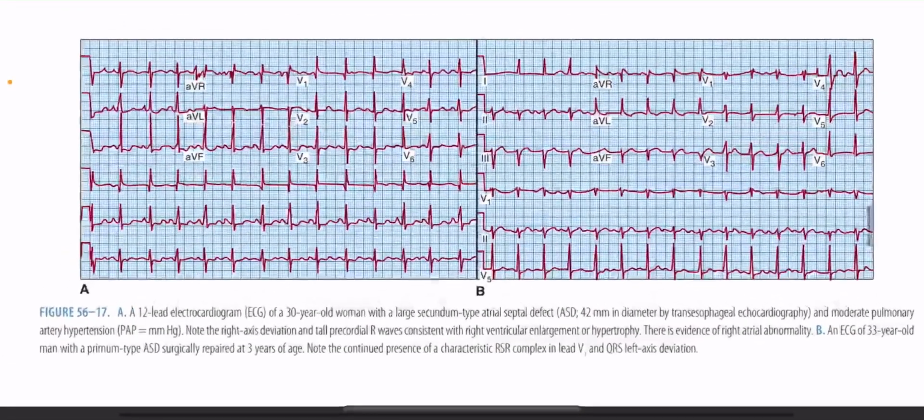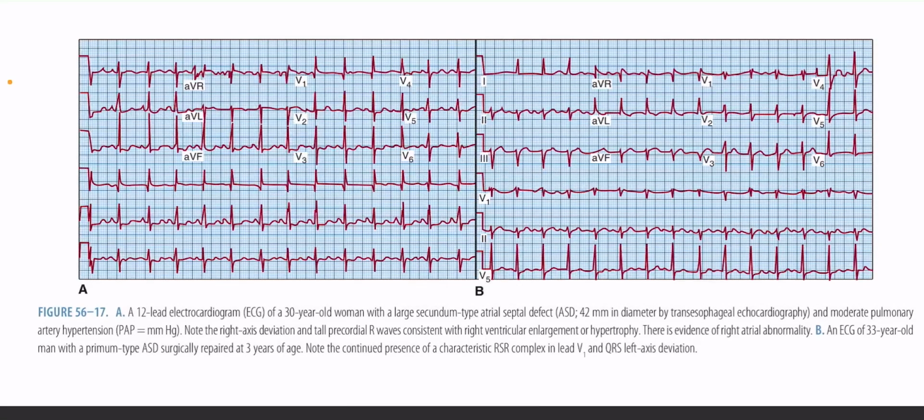Now, what does the ECG show here? Figure A shows a 12-lead ECG of a 30-year-old woman with a large secundum type atrial septal defect, 42 mm in diameter by transesophageal echo, and moderate pulmonary artery hypertension. Note the right axis deviation and tall precordial R waves consistent with right ventricular enlargement or hypertrophy. There is evidence of right atrial abnormality. ECG B is of a 33-year-old man with a primum type ASD surgically repaired at 3 years of age. Note the continued presence of a characteristic RSR complex in lead V1 and QRS left axis deviation.